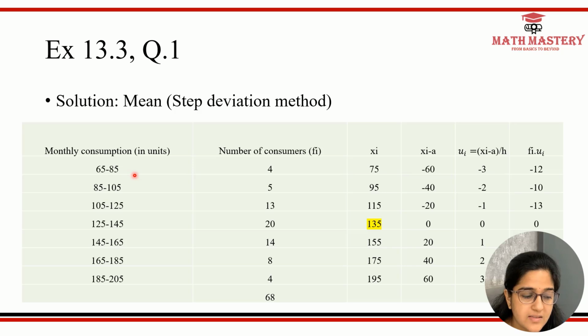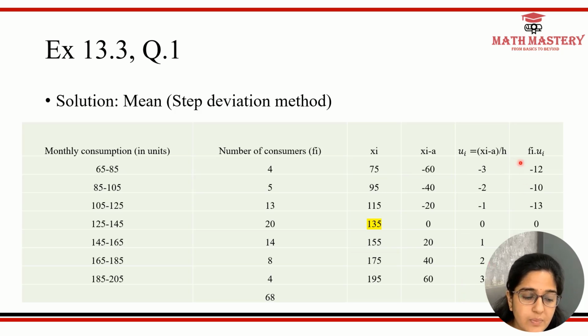Now what is the size of the class interval? Upper limit minus lower limit, which is 85 minus 65, 20. And the size of all the class intervals is equal. So we will divide xi minus a by the size, which is 20. Dividing xi minus a by 20, we get the values of ui. For example, minus 60 divided by 20 is minus 3, and so on. We have calculated the ui's.